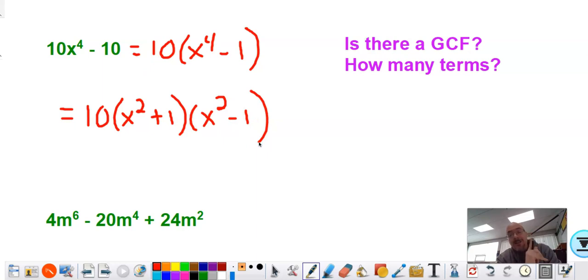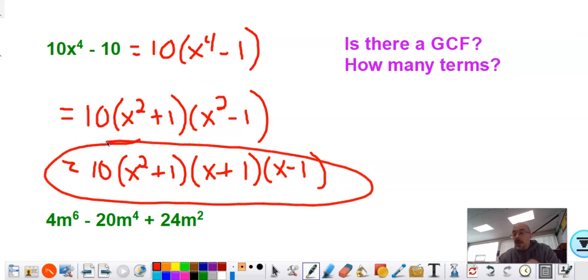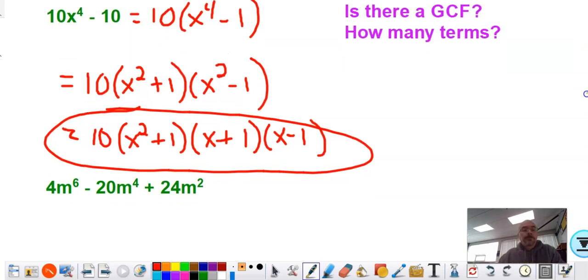I'm not done. Okay, first of all, x squared plus 1, I can't do anything with that. That one's done. That's a plus sign in between them. But x squared minus 1, that's another difference of 2 squares. So that's 10 times x squared plus 1 times x plus 1 times x minus 1. Whoa. Okay, that x squared minus 1 becomes x plus 1 and x minus 1. All right, think about it.